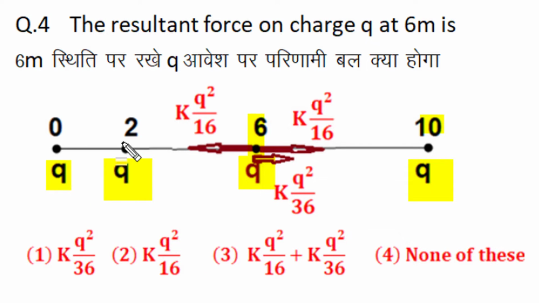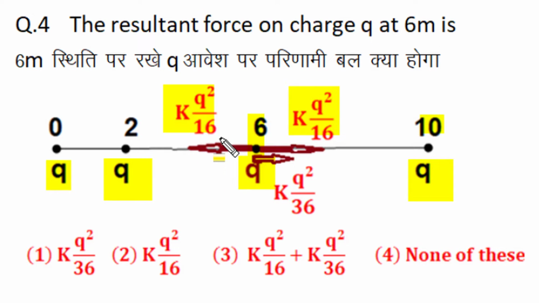And here two charges at the 2 meter and 10 meter positions are each at a 4 meter separation from the 6 meter position, and identical polarity charges have mutual repulsion. So the charge at the 2 meter position will produce an electric repulsion of KQ² upon 16 newton along this arrow direction, and the charge at the 10 meter position will produce the same amount of repulsion force in just the opposite direction.